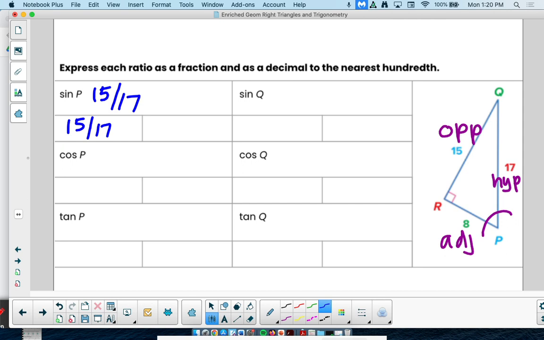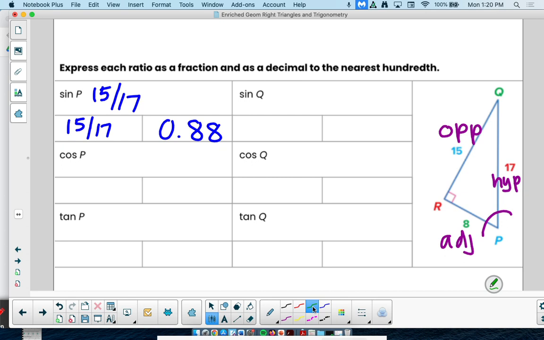And now you just simply type this in your calculator, guys. What is 15 divided by 17, to the nearest hundredth? 0.88. Perfect.